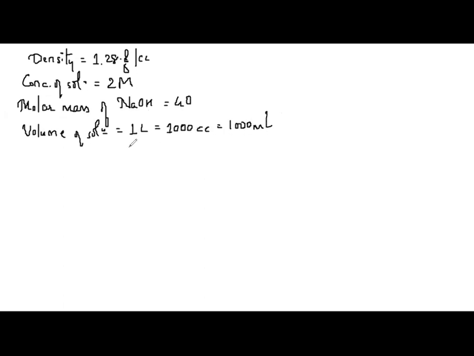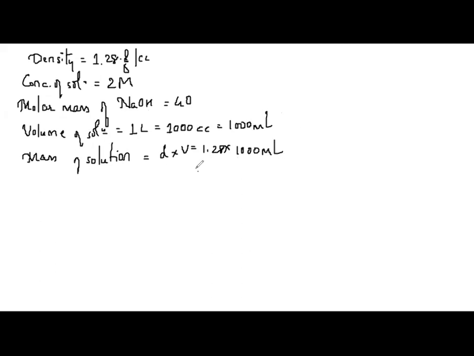Okay. How do we find the mass of the solution? Very simple. Density is mass by volume, so mass is density into volume. What is density? 1.28, into what is volume? 1000 ml.